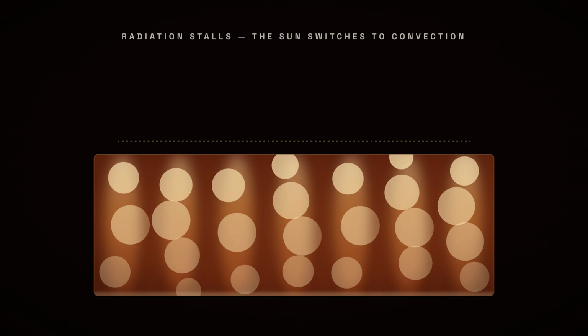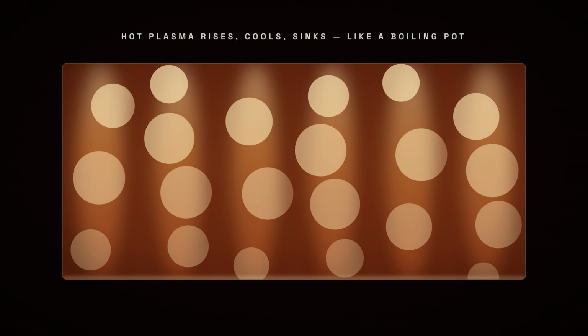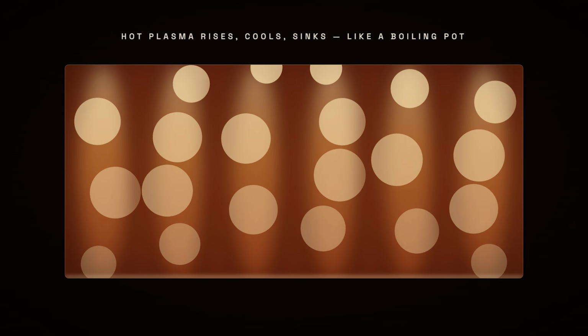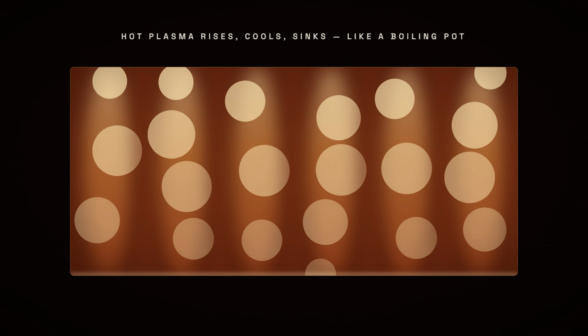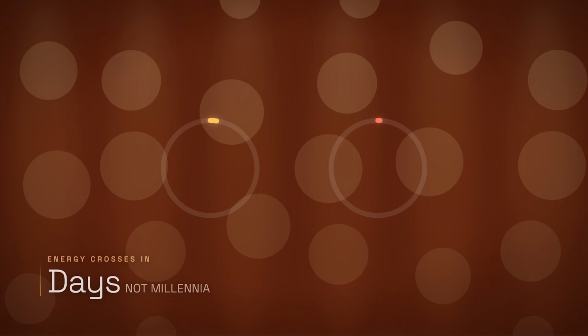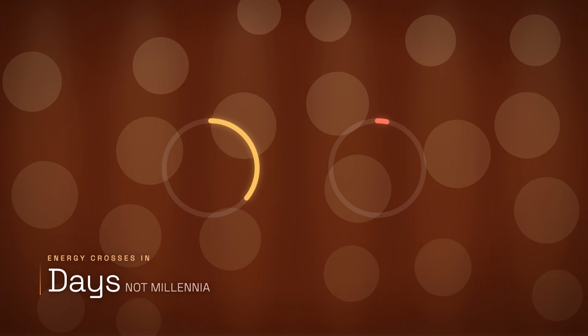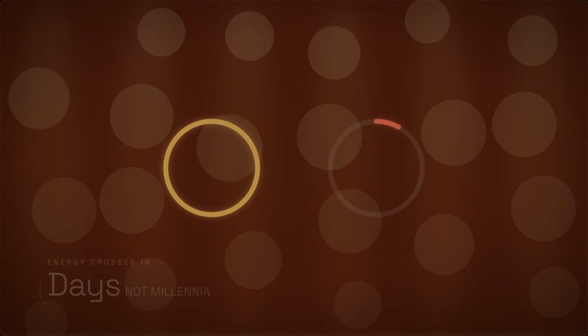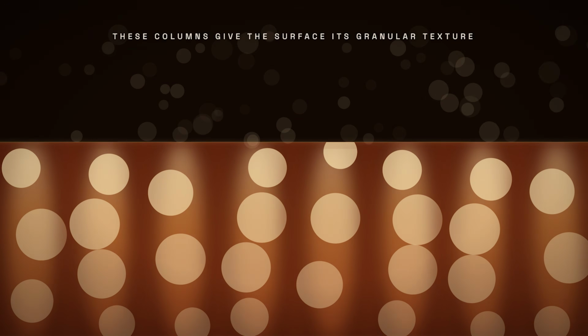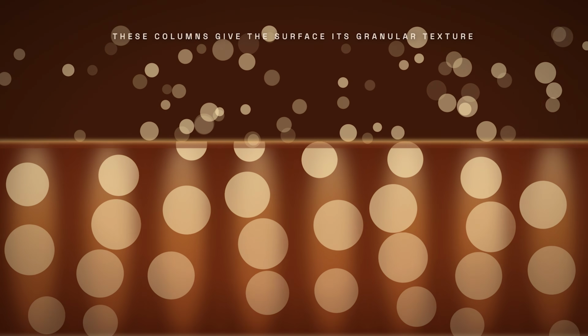Hot plasma rises in enormous columns, releases its heat near the surface, then sinks back down to be reheated, in the same way water churns in a boiling pot. These circulating cells transport energy outward in days, rather than the millennia it took to cross the layer beneath. The rising and falling columns give the visible surface its mottled, granular texture.